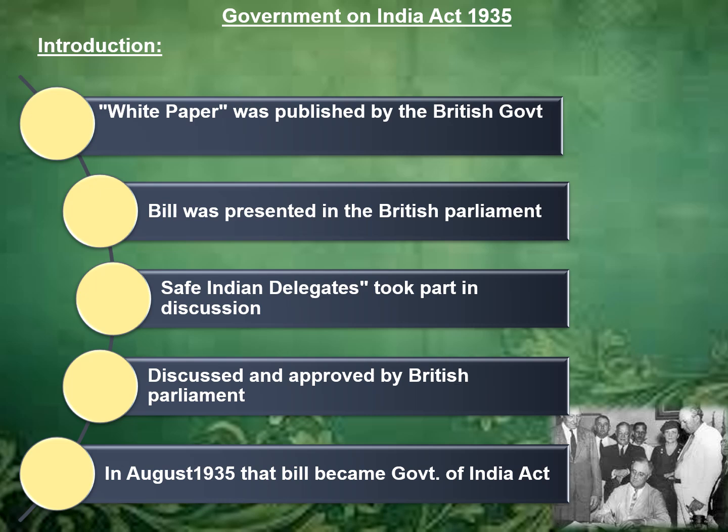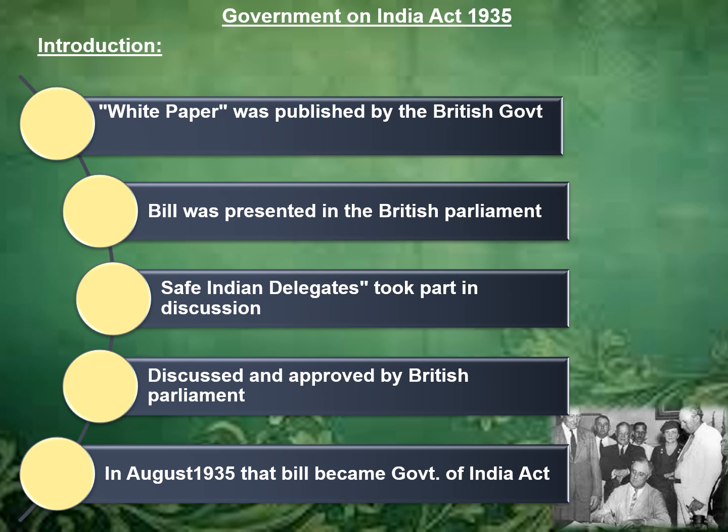Now, if we talk about the Government of India Act, in March 1933, a white paper was published by the British government to announce its proposal for how to govern India, despite the fact that the roundtable conferences were a big failure. A white paper was basically a discussion document issued before the bill was presented in the British Parliament, and Indian delegates were invited from India to take part in the discussion just to show off to the British parliamentarians that they had called some Indians to discuss the bill. It was discussed and approved by the British Parliament in December 1934, and in August 1935 that bill became the Government of India Act.